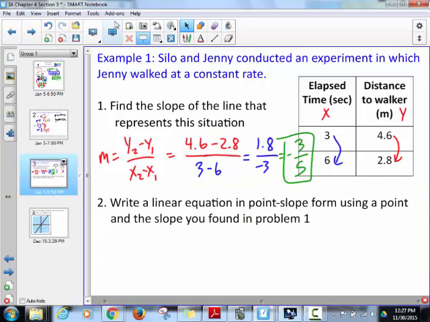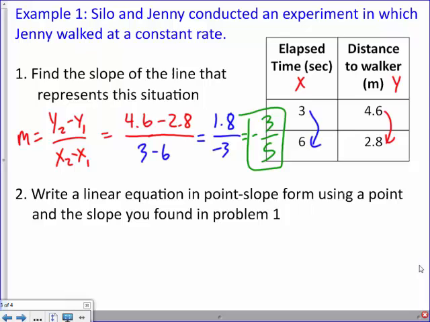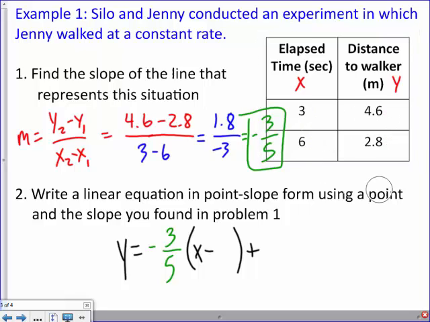All right, let's write a linear equation in point-slope form using a point and the slope you found in problem 1. All right, so we're going to go with our y equals, remember our slope, which we just found is negative 3/5. And then we have x minus x1 plus y1. Well, what can I plug in there? Do I know any points that would be on this line? Sure, I have 2 of them. Look up at my table. Here's one of the points, 3, 4.6, and here's one of the points, 6, 2.8.